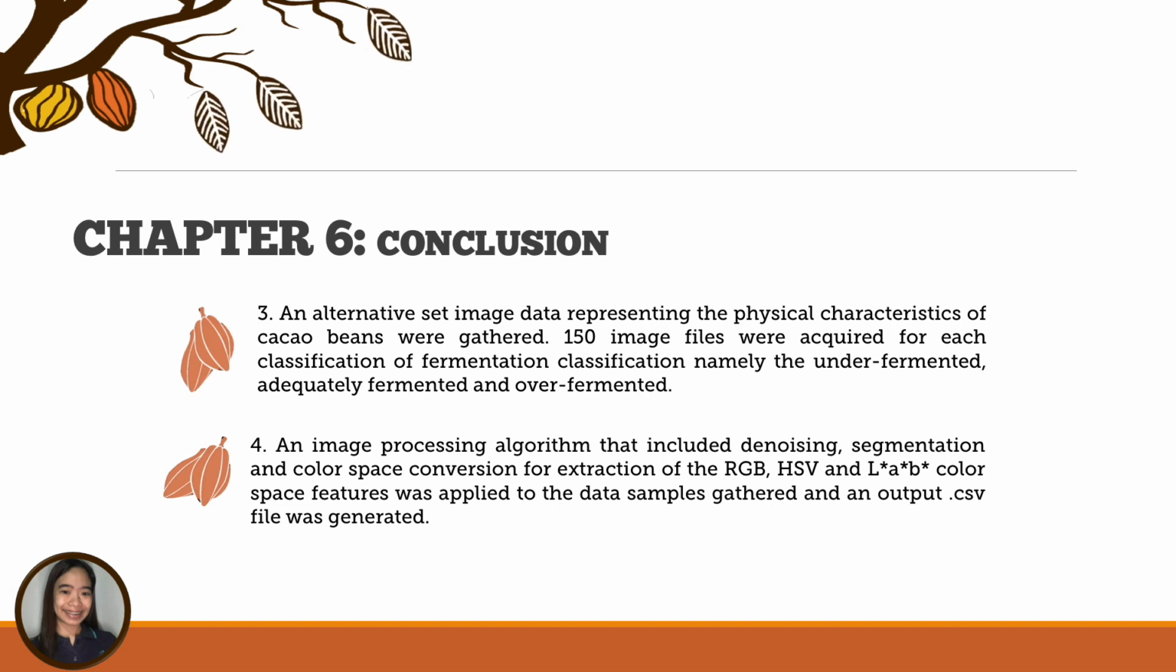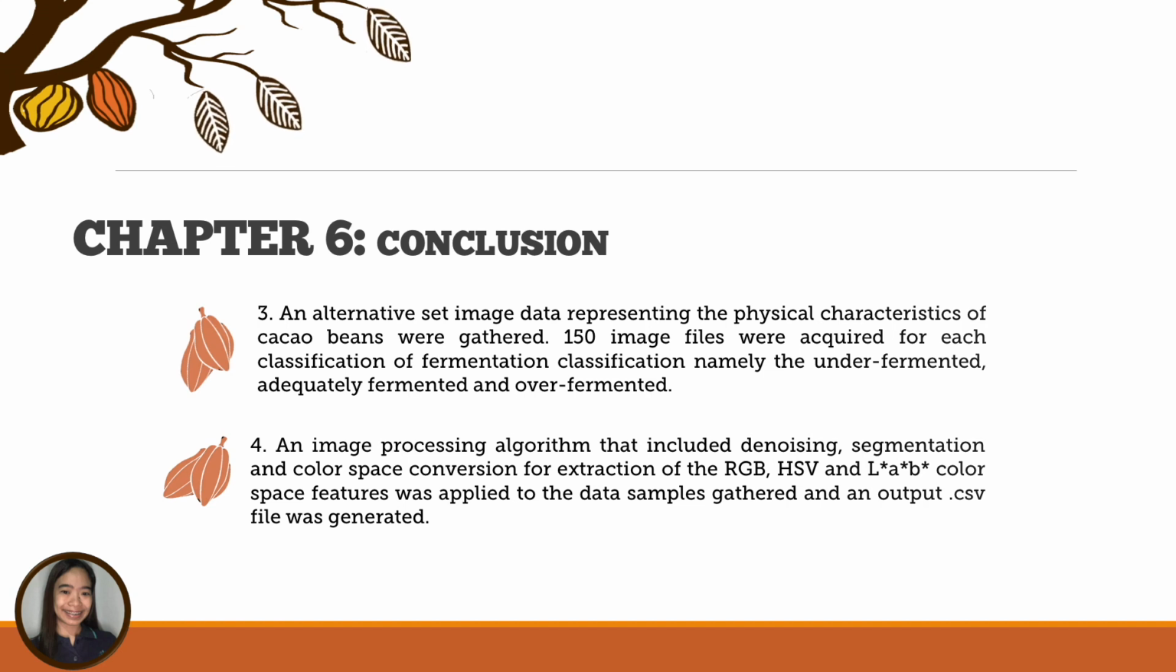Before the announcement of the community quarantine, the proponents were able to gather an alternative set of image data representing the physical characteristics of cacao. 150 image files were acquired for each classification of fermentation, namely the under-fermented, adequately fermented, and over-fermented. An image processing algorithm that included denoising, segmentation, and color space conversion for extraction of the RGB, HSV, and LAB color space features was applied to the data samples gathered and an output CSV file was generated.